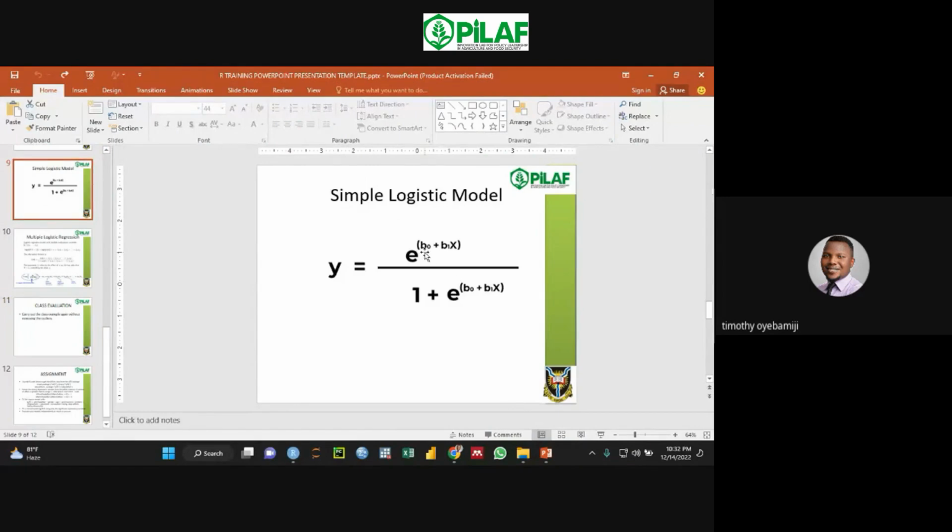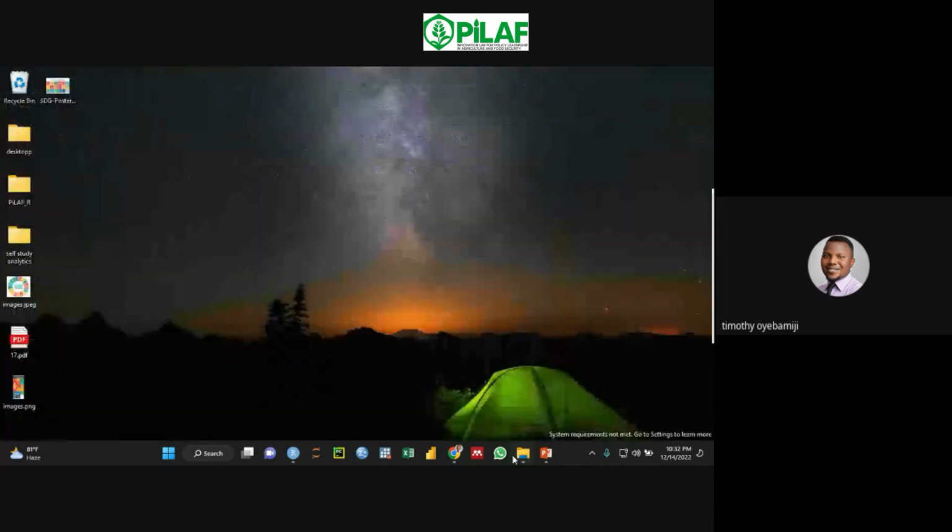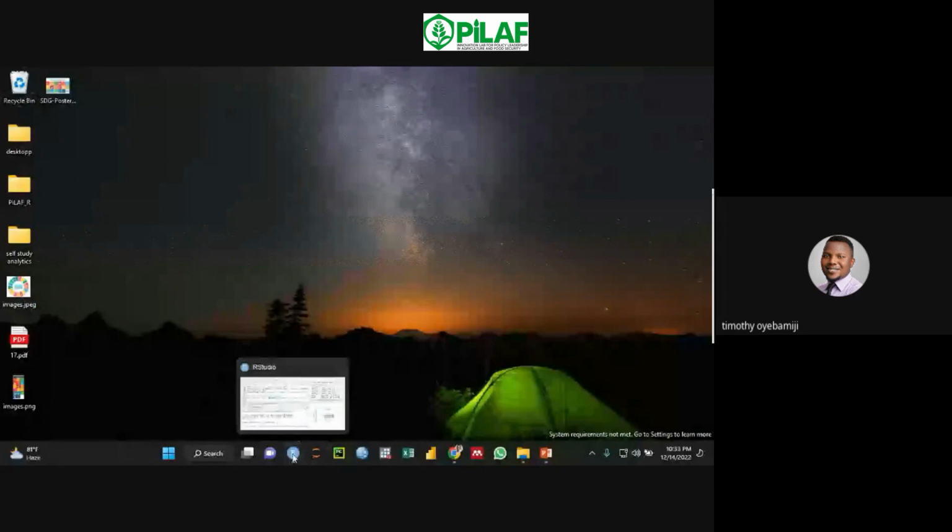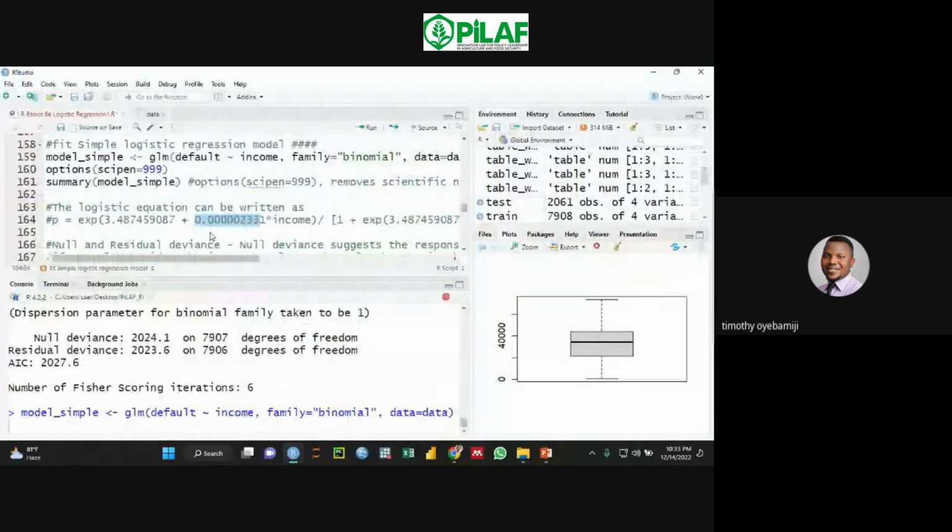This is what I was doing in the R scripts. Of course, I can't write it this way in the R script. So this is the exponential, and the model constant is B naught. Then income is X, and the coefficient for X is B1. Fitting all of this will give us the probability, the chance of default given that income.